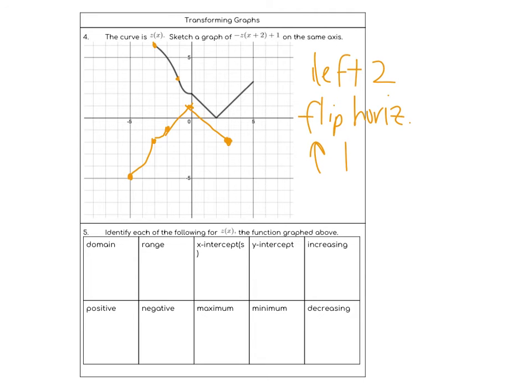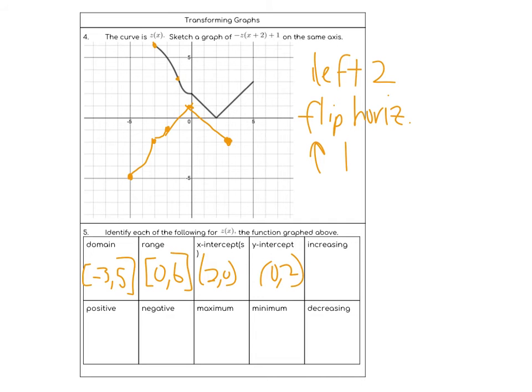All right, domain. The domain for z of x. So z of x, the domain is from -3 to 5. The range is from 0 to 6. The x-intercepts 2, 0. The y-intercept 0, 2.